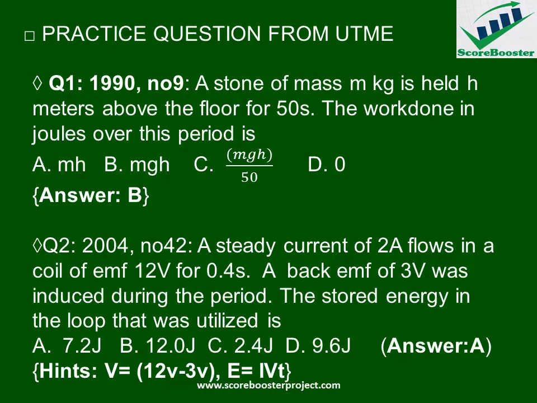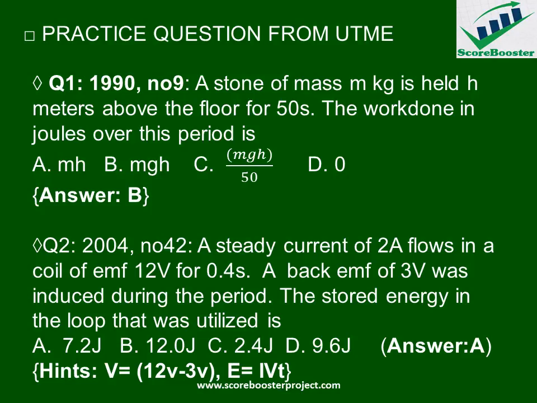Then the second question you are presented with here comes from 2004 number 42, and the question goes thus: a steady current of 2 ampere flows in a coil of EMF 12 volt for 0.4 seconds. A back EMF of 3 volt was induced during the period. The stored energy in the loop that was utilized is dash. So you have option A to be 7.2 joule, option B to be 12.0 joule, option C to be 2.4 joule, while option D is 9.6 joule. Expected answer here is A.